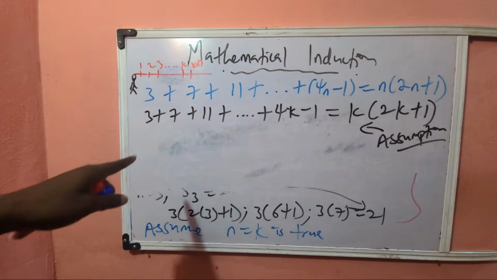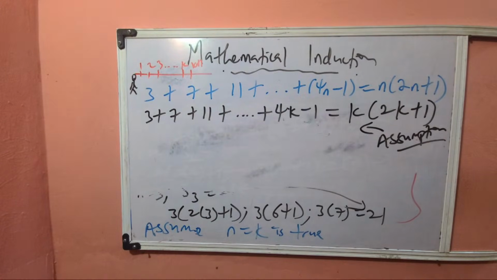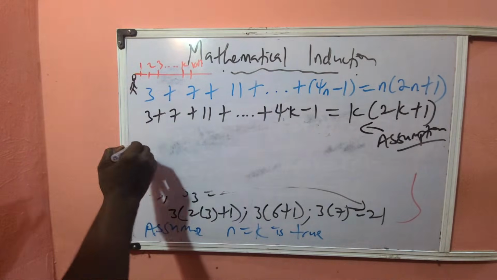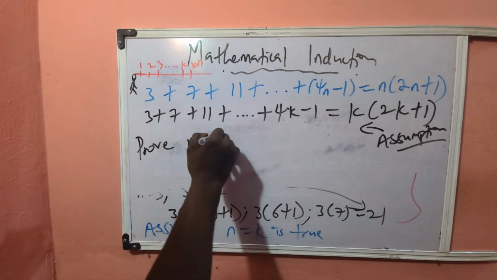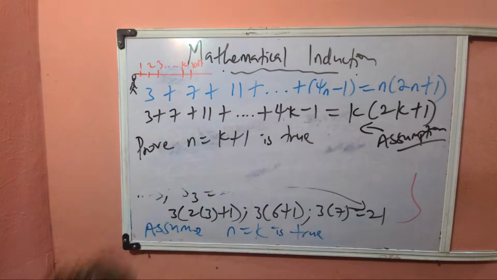We will then go on to conclude that if we have assumed for 1 to k, let's now finalize our proof and try something. Let's say the one after k, that's why we are saying k plus 1, is also going to be true. That's the whole point, that the one after k will be true. So that's when we will go on to prove that n equals k plus 1 is true. That's the main work.